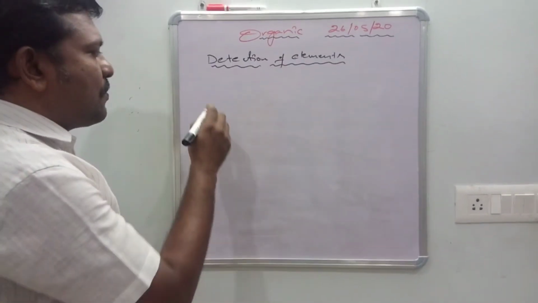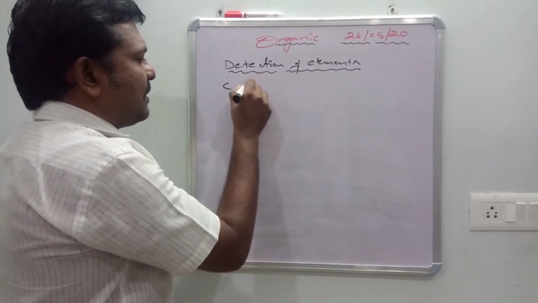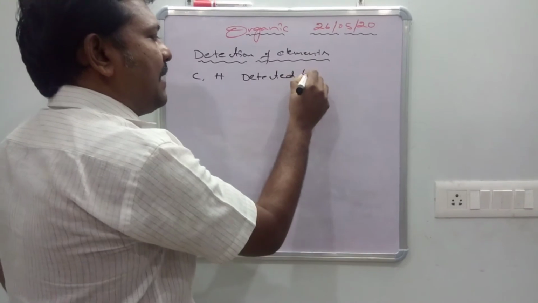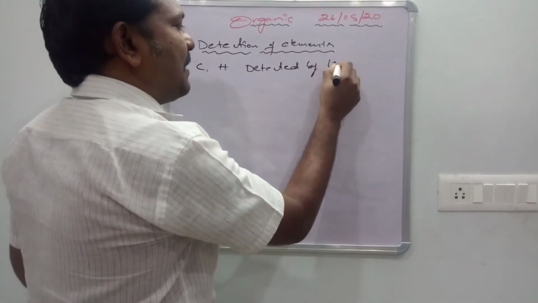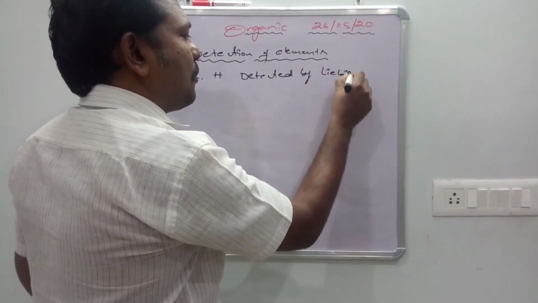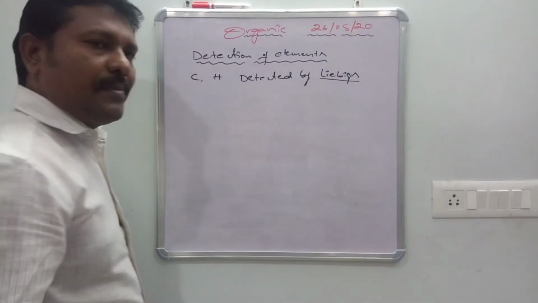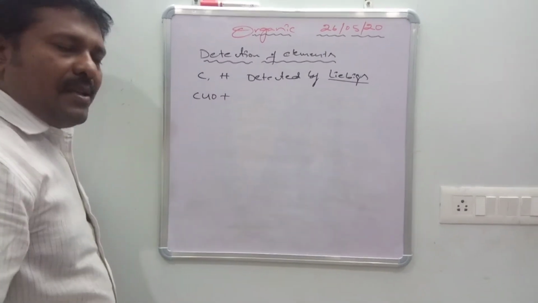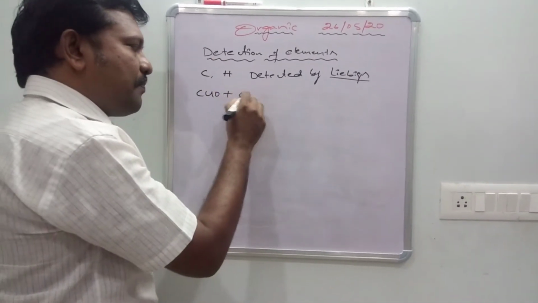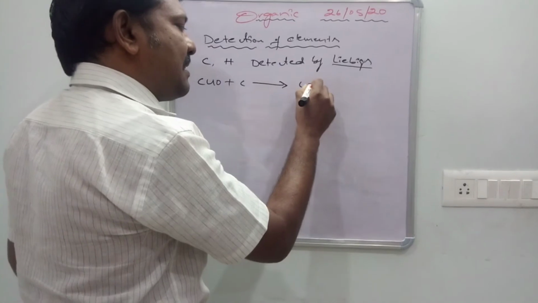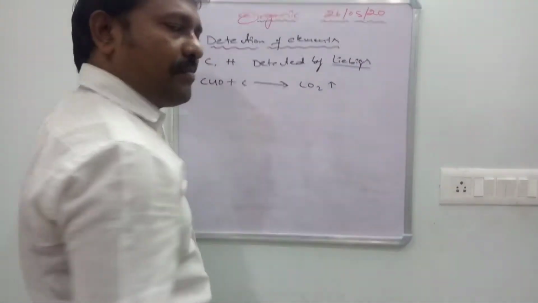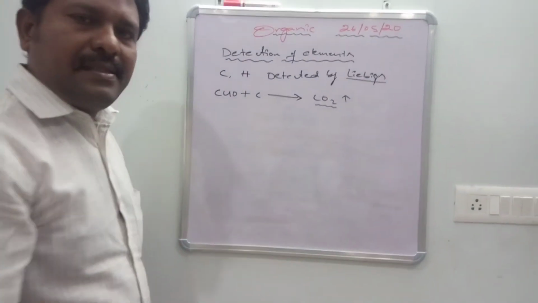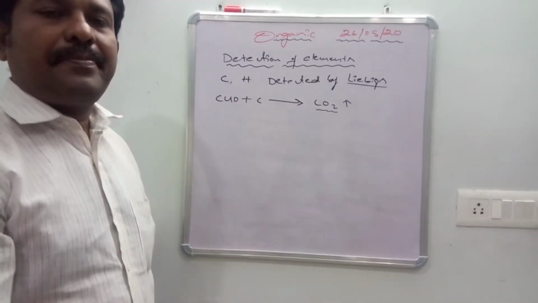In a compound, carbon and hydrogen are detected by Liebig's method. Process of Liebig's method: the compound is treated with cupric oxide. If the compound has carbon, it liberates a gas known as carbon dioxide. Liberation of carbon dioxide indicates the compound has carbon.